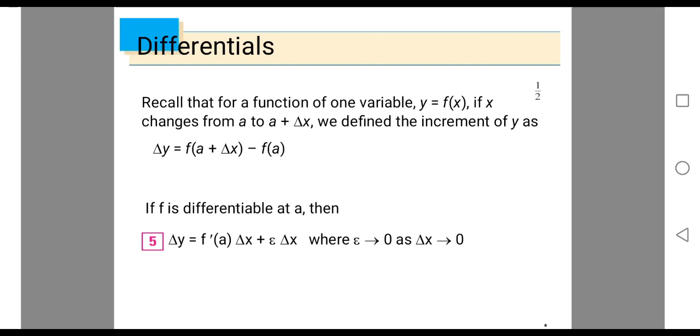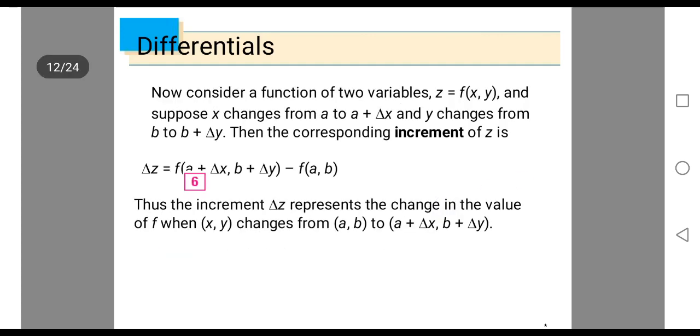Now if f is differentiable at a, then our delta y is f prime of a delta x plus epsilon delta x, where epsilon is approaching 0 as delta x is approaching 0, right?